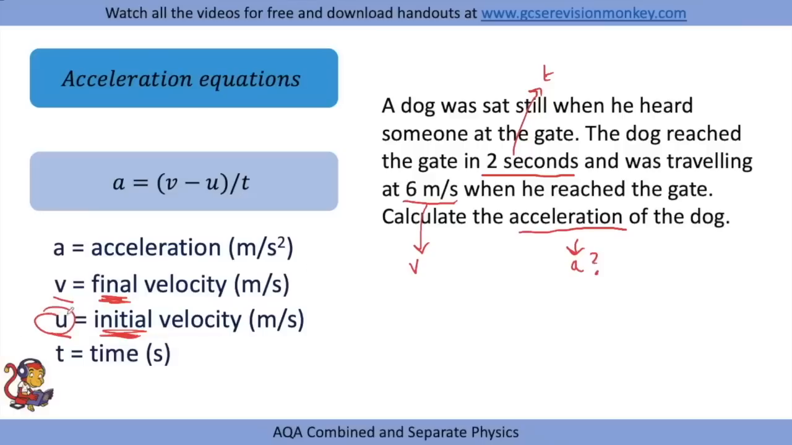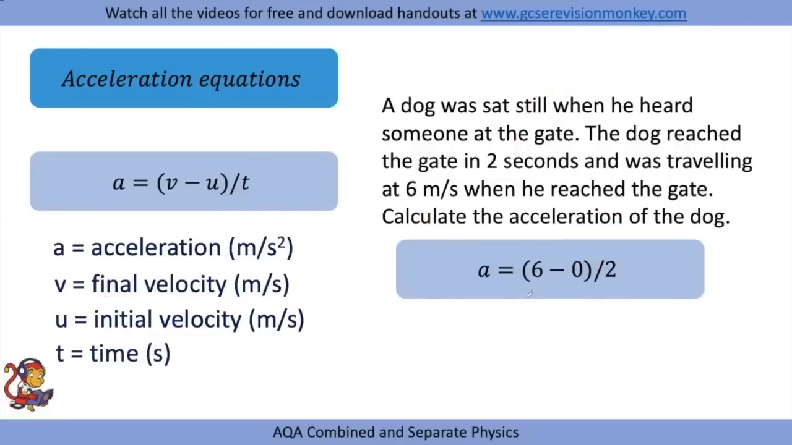We need the initial velocity, so you need to read the question very carefully again. It says a dog was sat still. So this implies that the dog was stationary, therefore that is our starting velocity, which was 0. So then we can do 6 minus 0, so v minus u, divided by the time, which is 2, and our acceleration would be 3 meters per second squared.